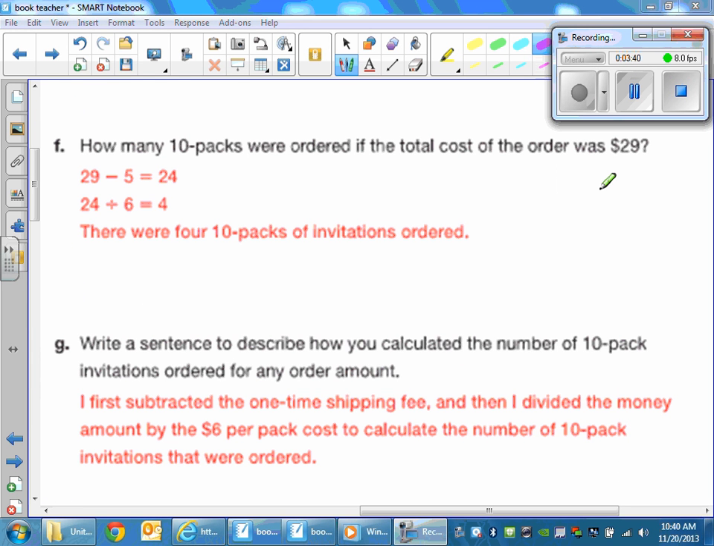Alright, let's check our answers. For F, there were 4 10-packs. For G, you're going to write your own sentence that describes. My sentence says, I first subtracted the one-time shipping fee and then I divided the money amount by the 6 per pack total cost to calculate the number of 10-pack invitations that were ordered.